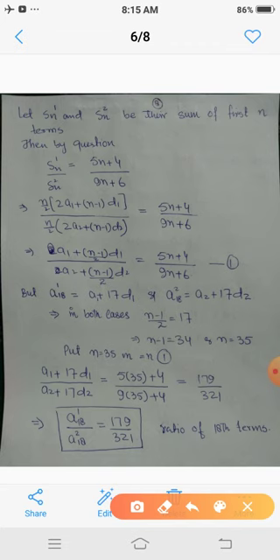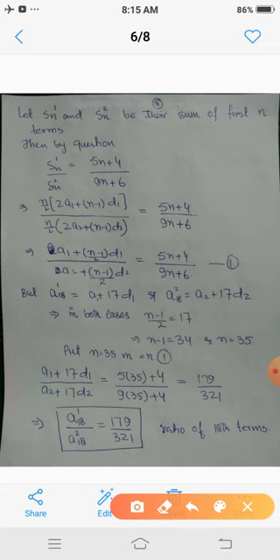Let S1n and S2n be the sums of the first n terms of these two sequences. Then by the given condition, the ratio of the sums is (5n + 4)/(9n + 6), which implies that S1n/S2n = (5n + 4)/(9n + 6).